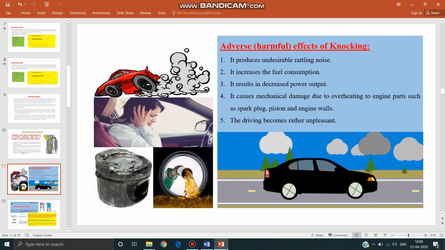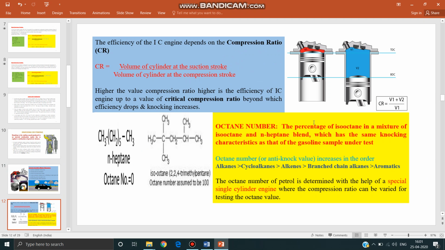Now what are the adverse effects of knocking? It produces undesirable rattling noise. It increases the fuel consumption. It results in decreased power output. It causes chemical damage due to overheating of engine parts such as spark plug, piston, engine walls. The driving becomes rather unpleasant.